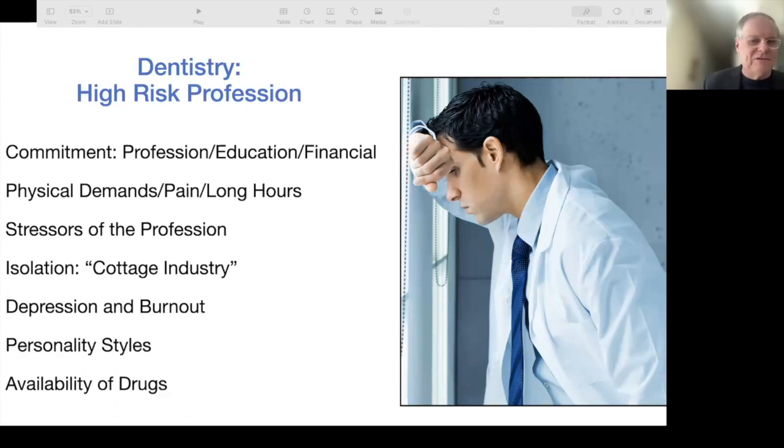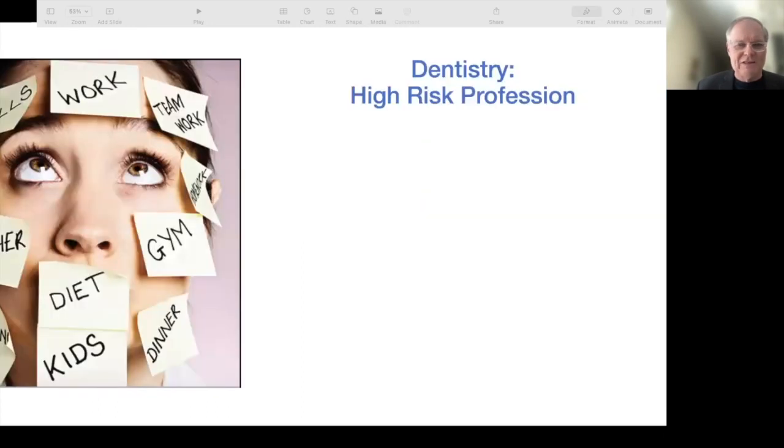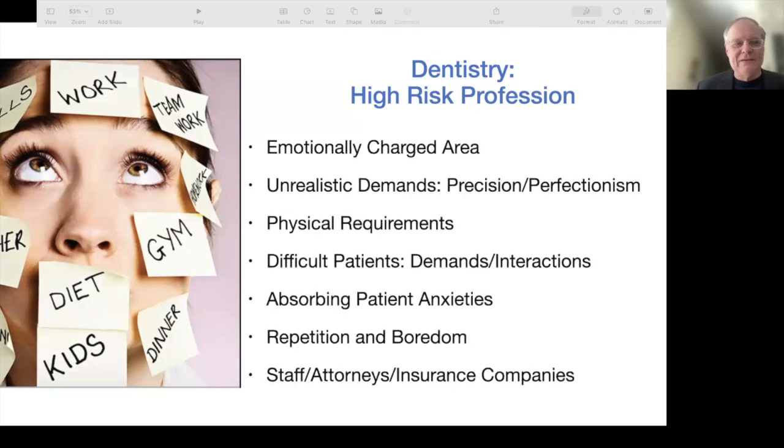Physical demands, stressors, cottage industry, not so much anymore, but we're still mainly solo. Depression and burnout are not unfamiliar with our profession. And then the personality styles, we'll talk about that later on. Availability of drugs, not so much anymore. There are a lot of stipulations on that now where you can't just order drugs without someone looking over your shoulder, which is a good thing. We do deal with a family system. A dental office is a family. It's highly emotional, as we know.